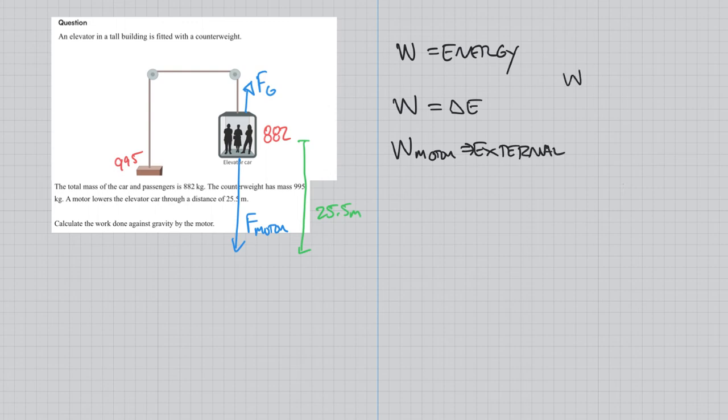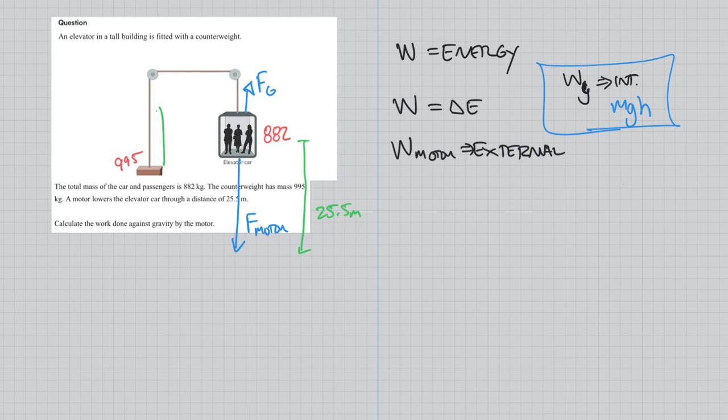The work done by gravity is going to be internal, because we're going to say the potential energy, mgh, is part of our system. So that's why the work done by gravity is internal, and the work done by the motor is going to be external work. So we have to think about this as our entire system. The elevator is going to go down 22.5.